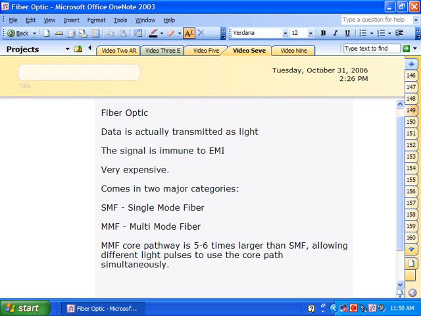I mean, the data is going to be light, and we don't have to worry about some things that we have to worry about at the physical layer. We don't have to worry about EMI. So why don't we just go out and buy a ton of fiber optic cable? Well, it's still really expensive. It's not as bad as it was, but it's still really expensive.